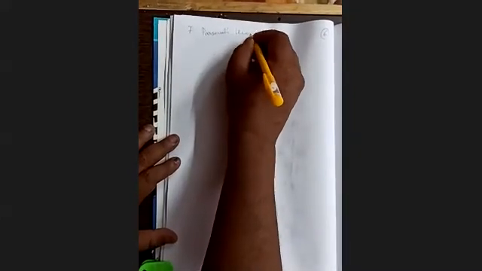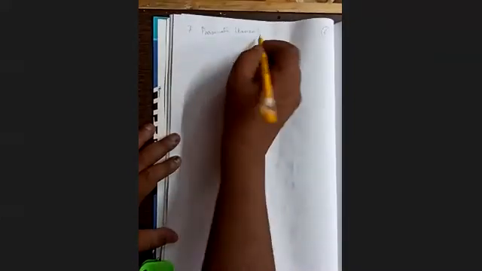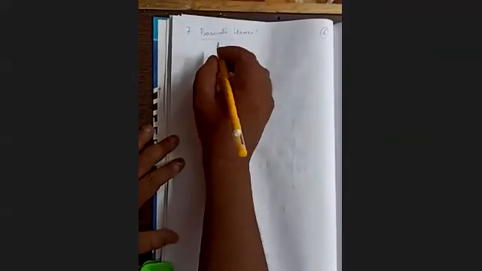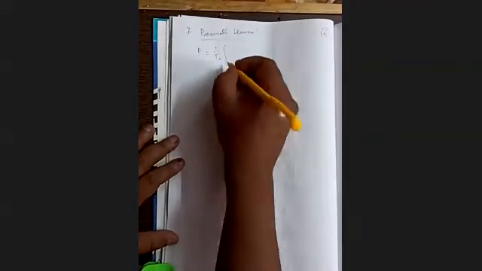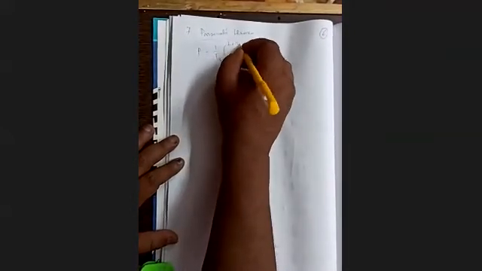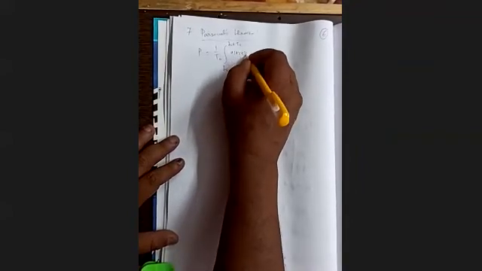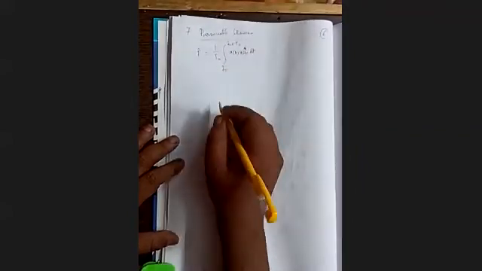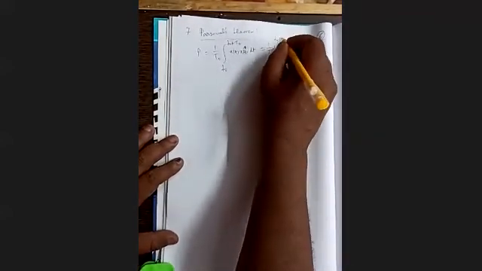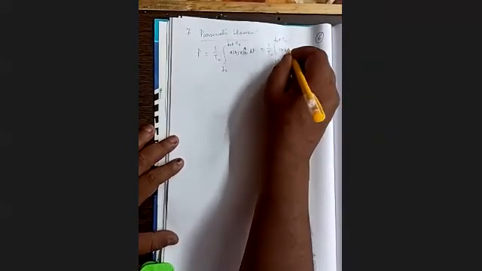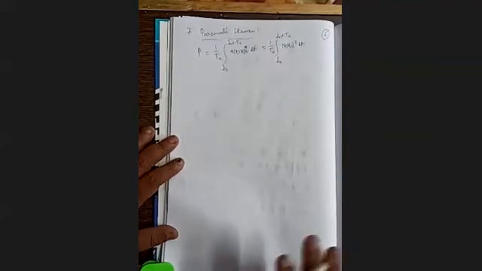Parseval's theorem. What is that? The power of a periodic signal can be stated as 1 by T0 integration from T0 to T0 plus capital T0 of x(t) into x(t) star dt, or 1 by T0 integration of mod x(t) square dt. That is a time domain evaluation.